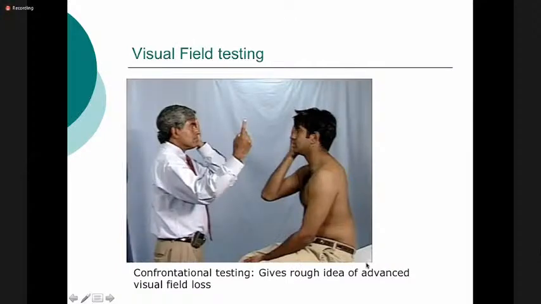Now, if you don't have any equipment to measure the visual field, you can actually do a confrontational visual field test. This is well explained in your Hutchison's. So just read through your Hutchison's, how to examine the eye and how to do a confrontational visual field test. It just gives an idea, especially in quite advanced visual field loss, if you don't have any other way of documenting the visual field.